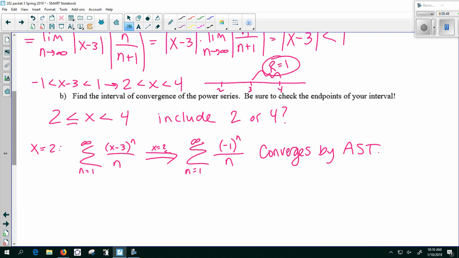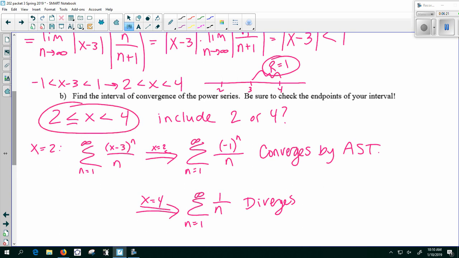Now if I put in a 4 for x, I get the sum from n equals 1 to infinity. 4 minus 3 is 1, so I get 1 to the n over n, which is 1 over n. 1 over n is the harmonic series, which we know diverges. So that means do not include the 4. My final interval of convergence is this: x is between 2 and 4, including the 2, but not the 4.